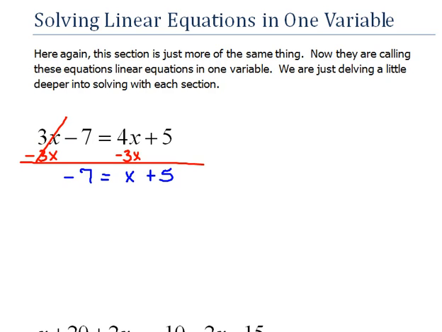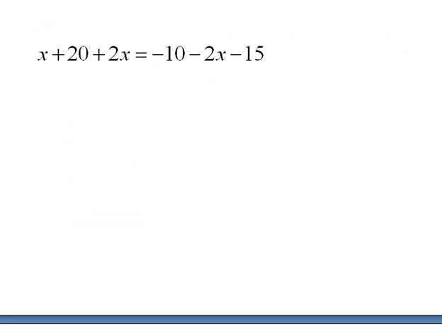Now, we still don't have x alone. We need to remove this positive 5, get that away from x. So the opposite of a positive 5 would be a negative 5. Positive 5 minus 5, those cancel each other out. So what we have left now is negative 12 equals x.